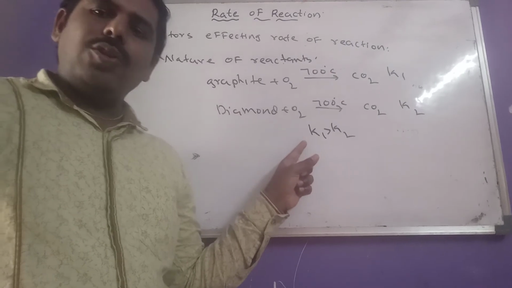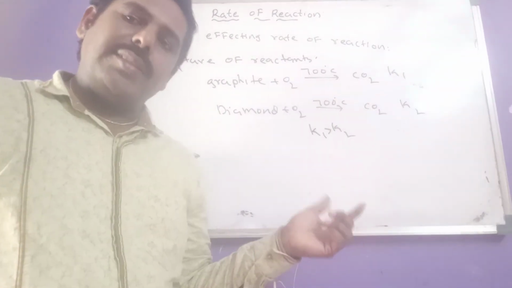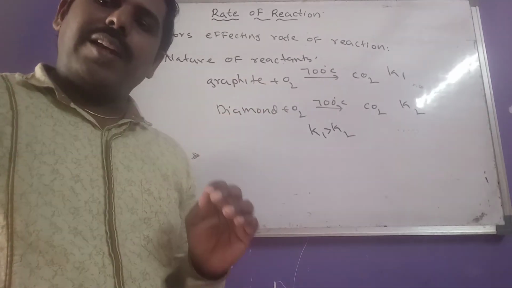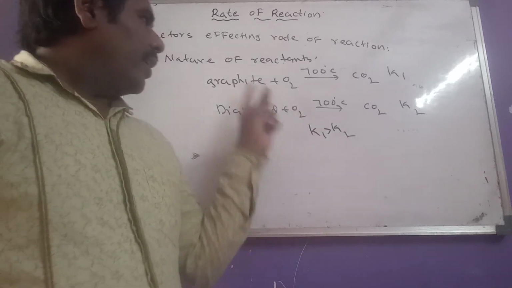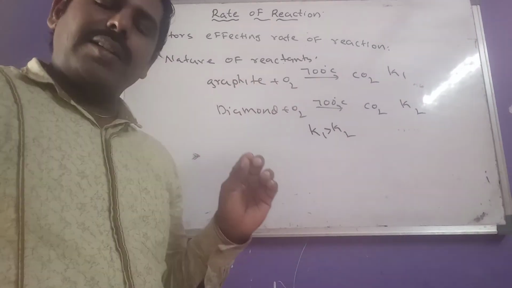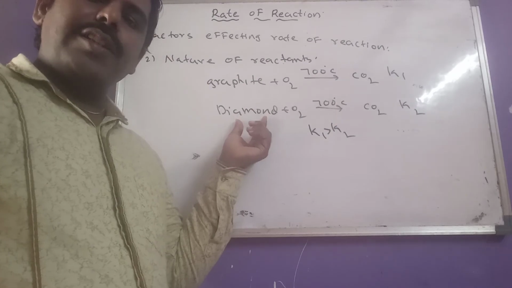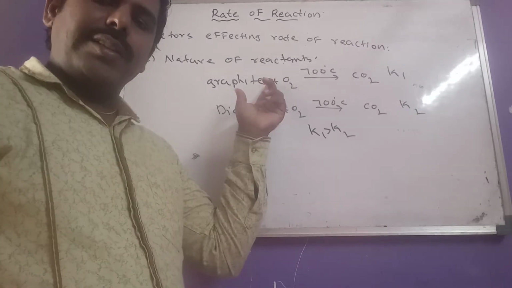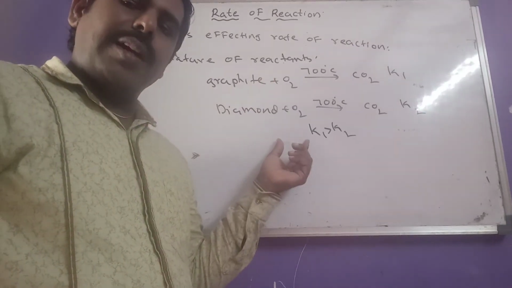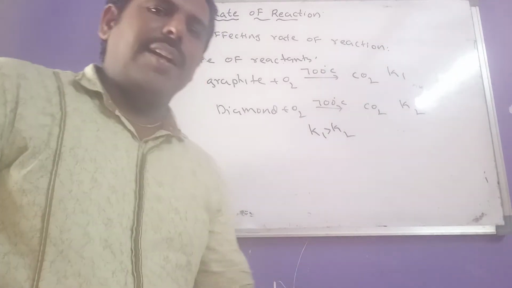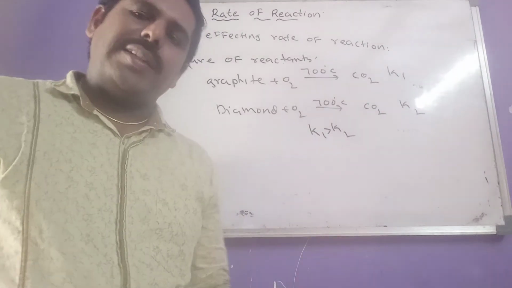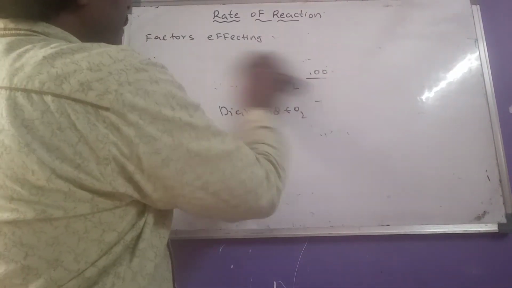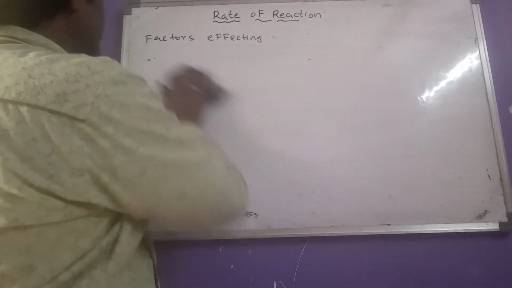The higher value of rate constant suggests that the reactant is kinetically unstable. That means here graphite is kinetically unstable comparatively with diamond. So this reaction has the highest K1 value compared with the combustion of diamond. So this is regarding the nature of reactants.